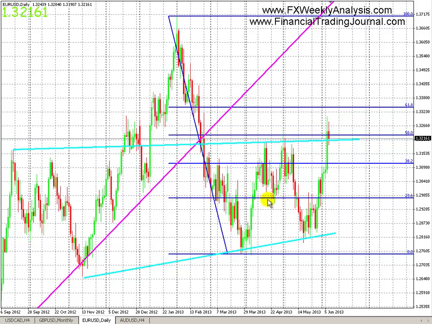But the problem is, on the daily time frame, we broke outside of the channel, the aqua channel, and we have this red pullback right here. So this, from a technical point of view, you could be trading long to go up here from there.